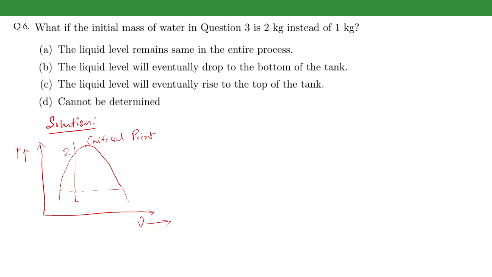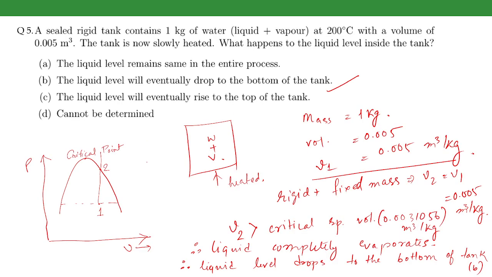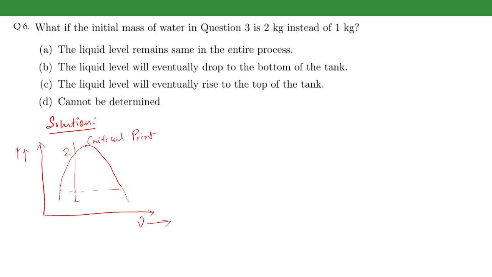So now in this question, sorry, this will not be question number 3, it is question number 5. So in question number 5, if the mass is 2 kg instead of 1 kg, what will be the change in the result? So in this case, the specific volume in state 1 is 0.005 by 2. So this is 0.0025 meter cube per kg. Okay, so this is less than the critical specific volume.